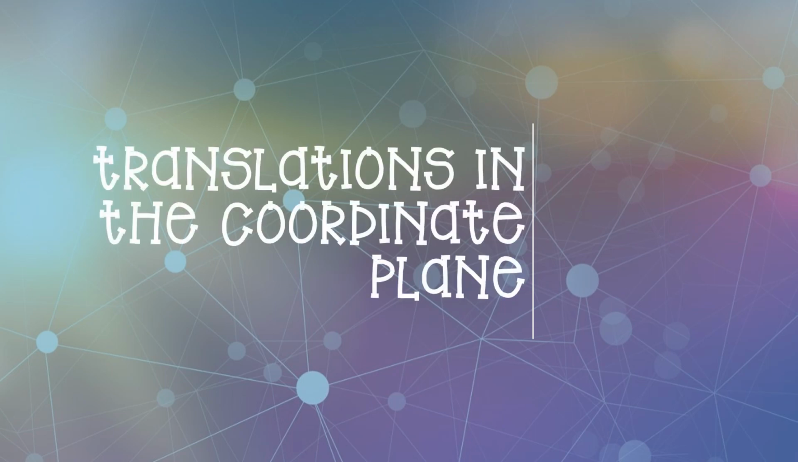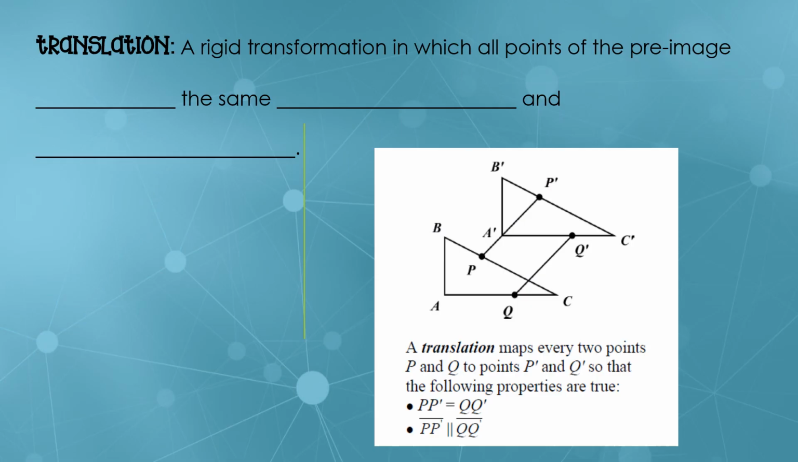So now we'll look at translations in the coordinate plane. If we recall from our previous day of notes, a translation is a rigid transformation in which all of your points slide or shift the same distance and direction.